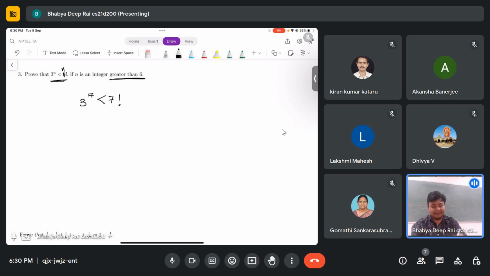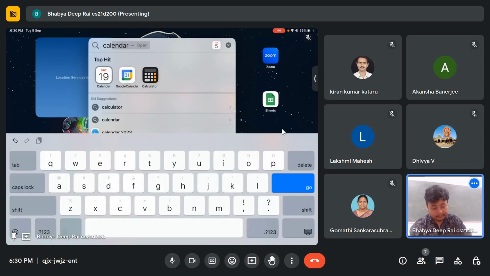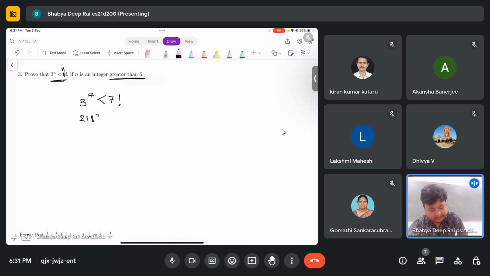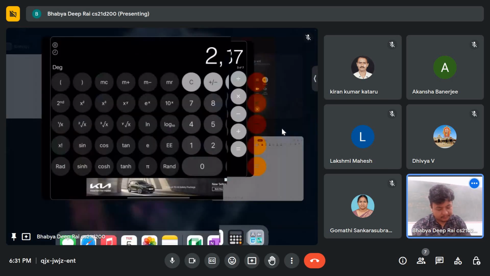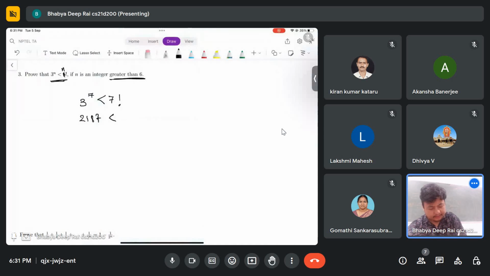You can do it by hand, so let's try it. 3 power 7, right? Let me open up the calculator. Or if someone can do it side by side, then also good. Let's do 3 power 7. 3 power 7 is 2187. 2187 is less than 7 factorial, which is 5040. So this is true. But we cannot pop out a calculator and do this each time, for 3 to the power 8 is less than 8 factorial and so on. But you can get a feel for it using this.